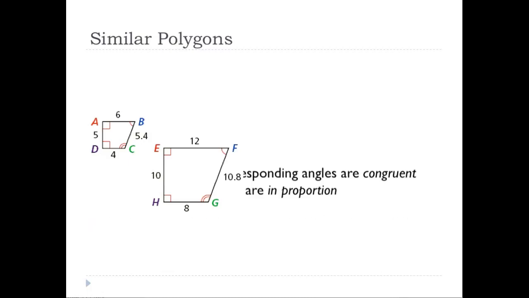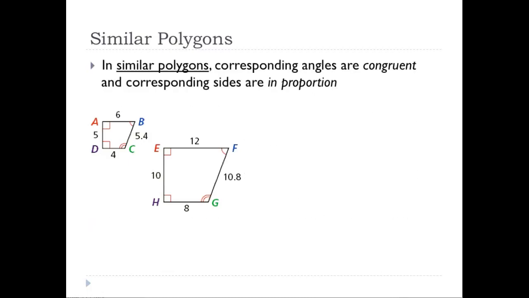Okay, now we can also work with similar polygons. In similar polygons, corresponding angles are congruent and corresponding sides are in proportion. So now we're extending this beyond just triangles. We're saying for any polygon that's similar, that means it has the same shape, but not the same size. So in any of these similar polygons, corresponding angles are congruent and corresponding sides are in proportion.